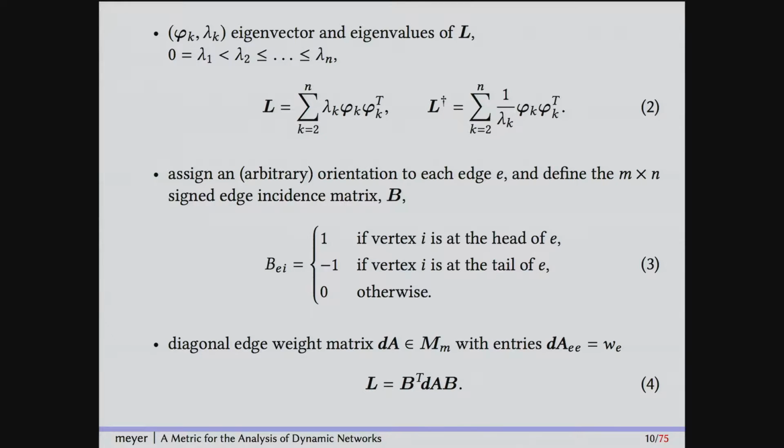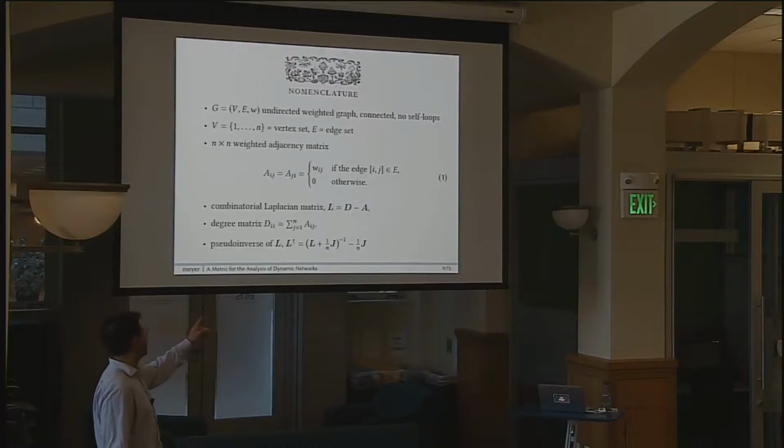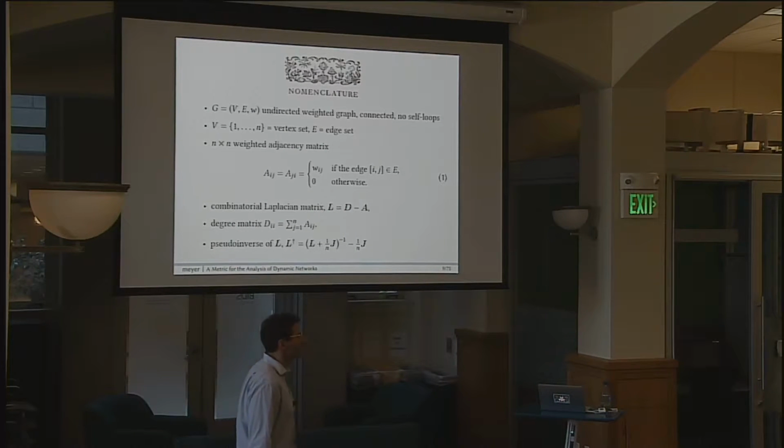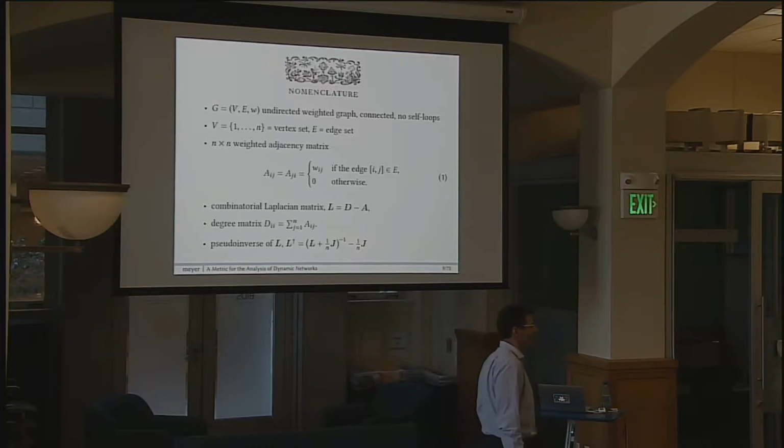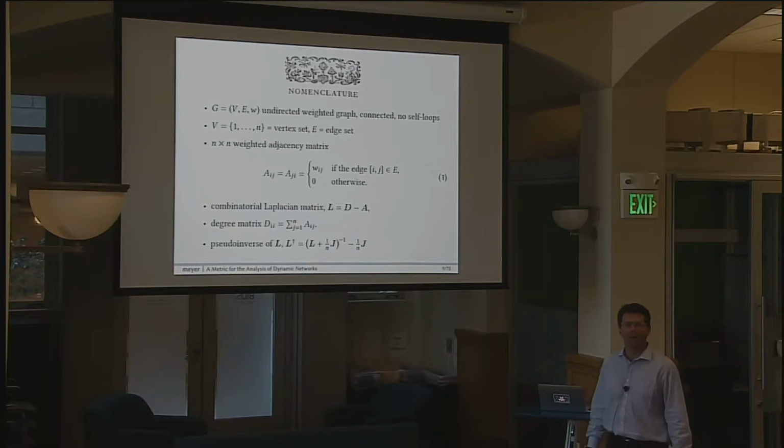L dagger, the pseudo-inverse, is basically almost the same expression, except you change the coefficients and take the inverse. And so the lambdas are going to be the eigenvalues. We rank order them starting with 0, which corresponds to the null space. And then we go all the way to lambda n. Remember that L is a non-normalized Laplacian, and so the eigenvalues are going to grow with the size of the network, of the graph.